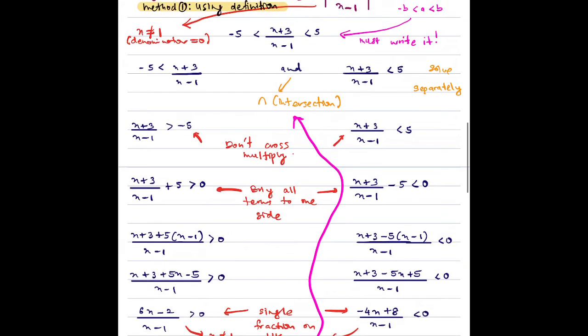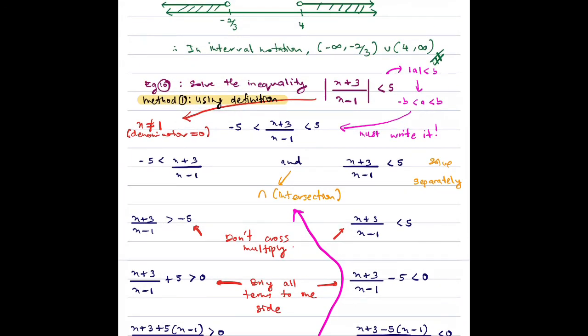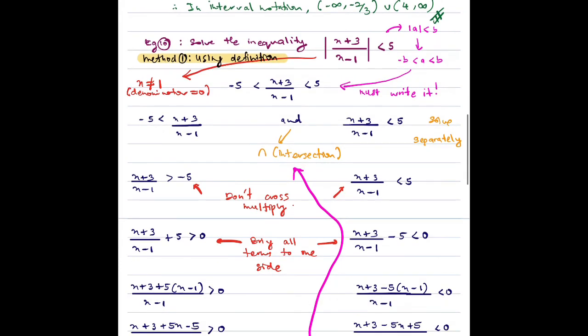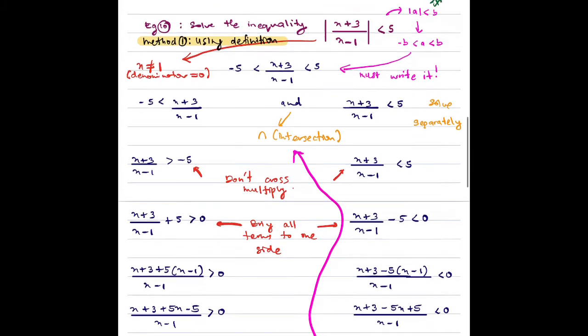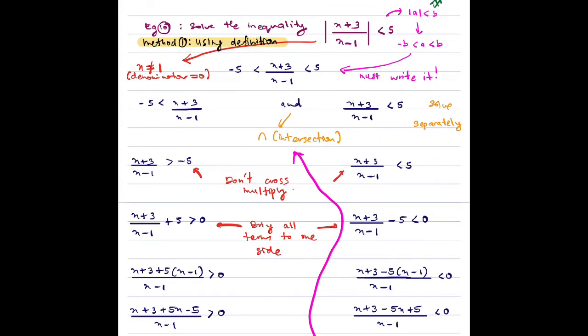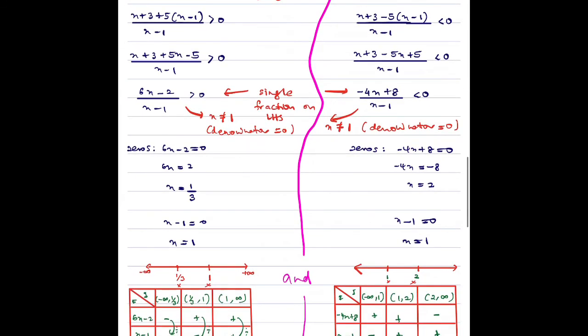This is method 1, which we call by definition, using the definition of the absolute value. If the question is greater than 5, we solve separately, and the connection is or, which means all answers: all real numbers except 1 if the question is greater than 5.